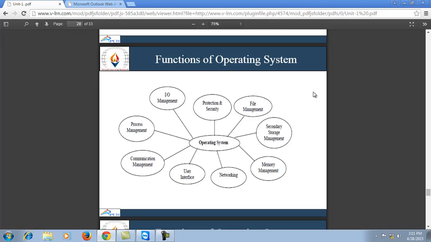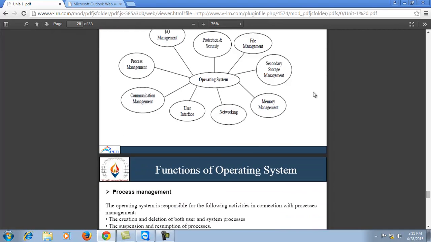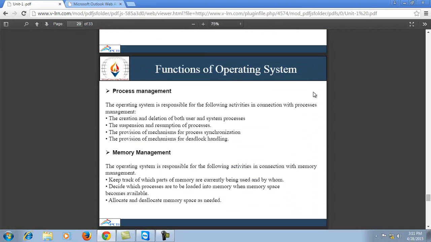Now come to the next functions of operating system, in more detail. Process management. The operating system is responsible for the following activities. The first one is the creation and deletion of both user and system processes. Next, the suspension and resumption of processes. Next, the provision of mechanisms for process synchronization. And the provision of mechanisms for deadlock handling.